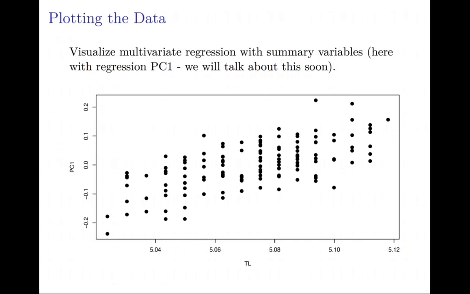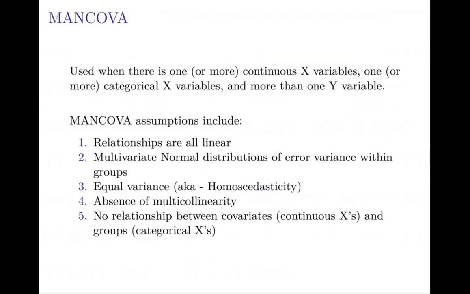But there are ways that you can pull out one variable, which now is a summary variable, PC1, that represents a lot of this multidimensional data in relation to your x variable, which was total length. And so that's one way you can look at it. And so here you could summarize the data by saying as your total length increases, so does your overall body size measurements. So moving on to MANCOVA.